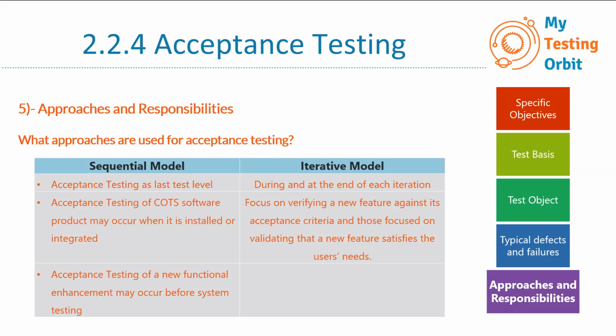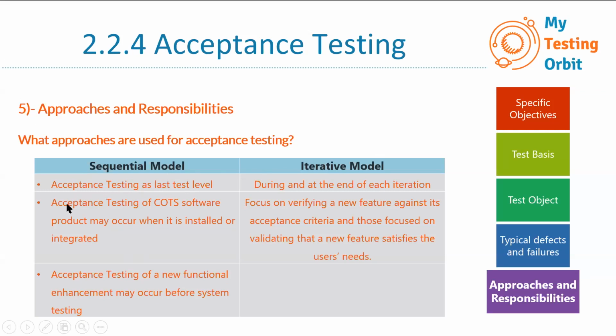Next comes the approaches for acceptance testing. The way we approach acceptance testing might differ based on our SDLC model, which we are using. So we are comparing over here the sequential model and the iterative model. In the sequential model, acceptance testing is done as the last level because it's sequential, like the waterfall model. System testing is also done at the end, so acceptance testing will be done as the last level before it is deployed to production.